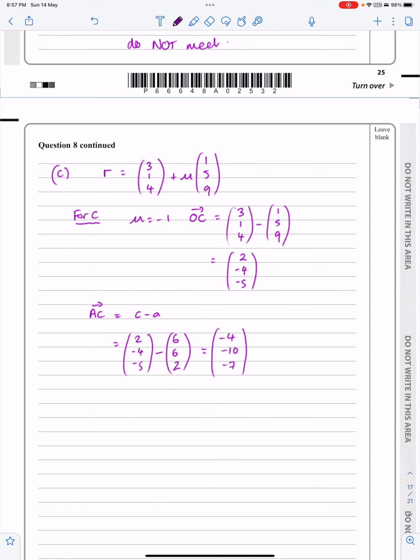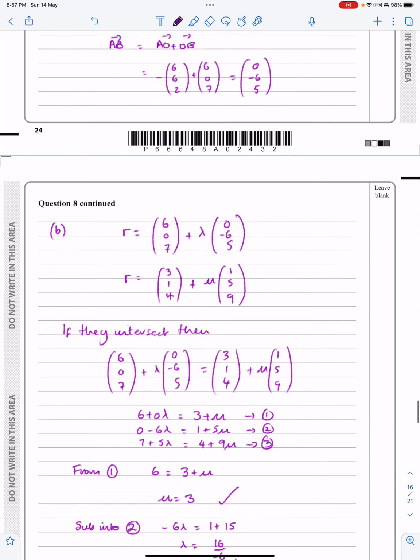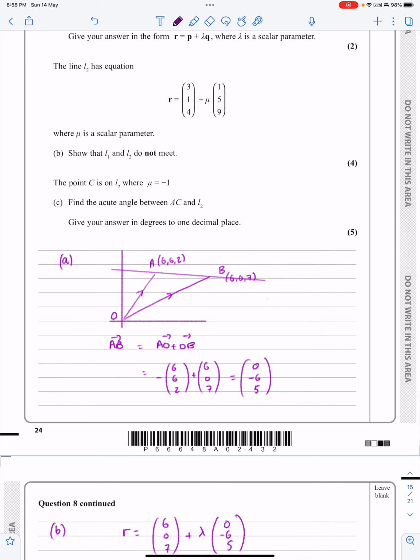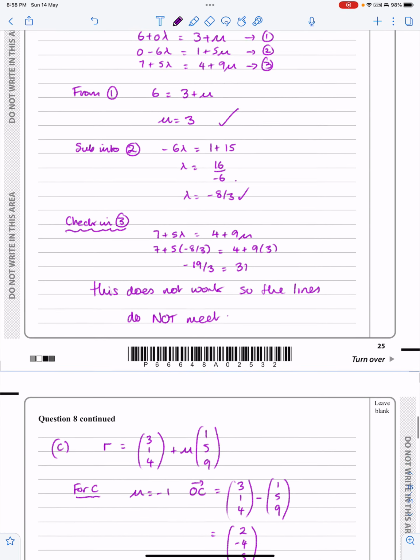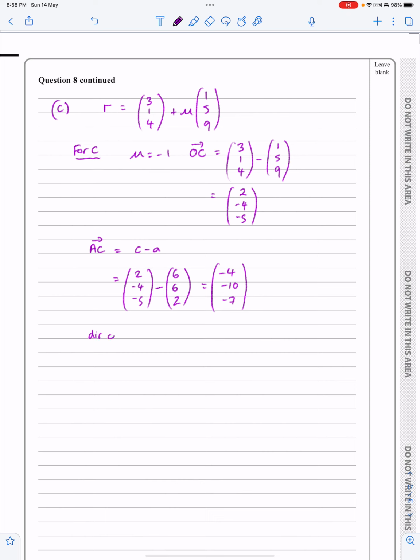Wow, okay, they're all negative there. And if I'm looking at the vector L2, then what I'm interested in for the vector L2 is the direction of it, which is 1, 5, 9. So the direction of L2 equals 1, 5, 9. So it's these 2 vectors that I now want to find the angle in between them, okay? Don't particularly need this, I'm going a little bit over the top here, but what I'm saying is if I've got the vector minus 4, minus 10, minus 7, and I've got the vector 1, 5, 9, then that's the angle that I'm looking for.